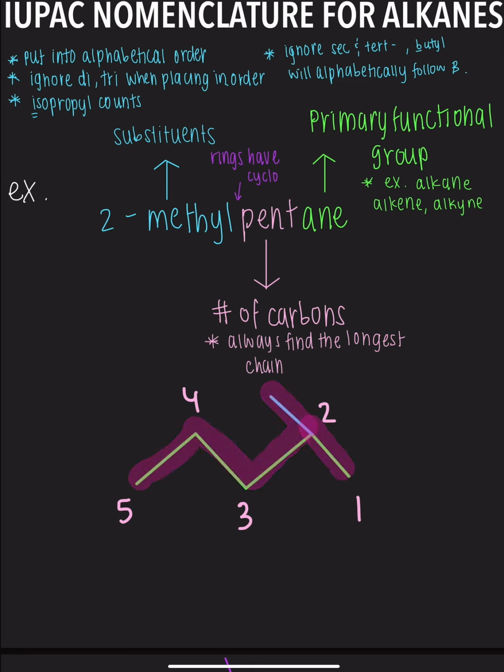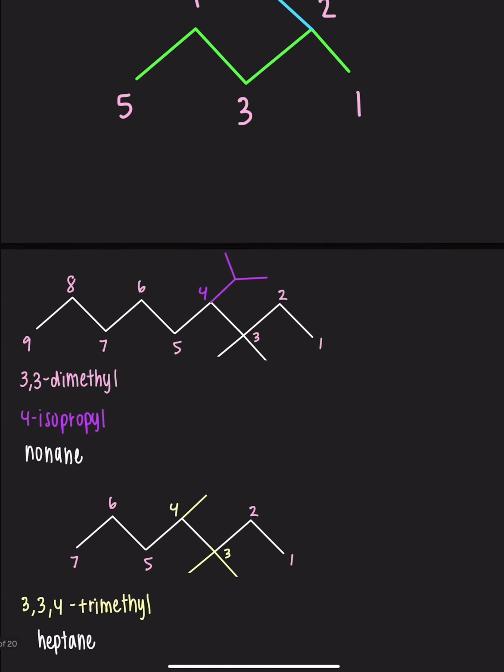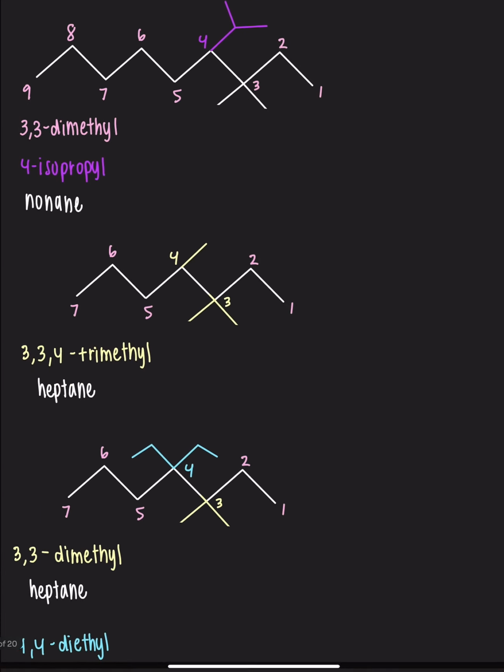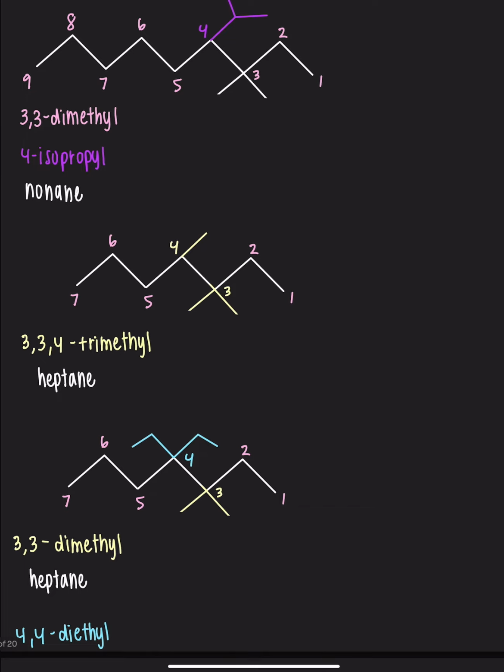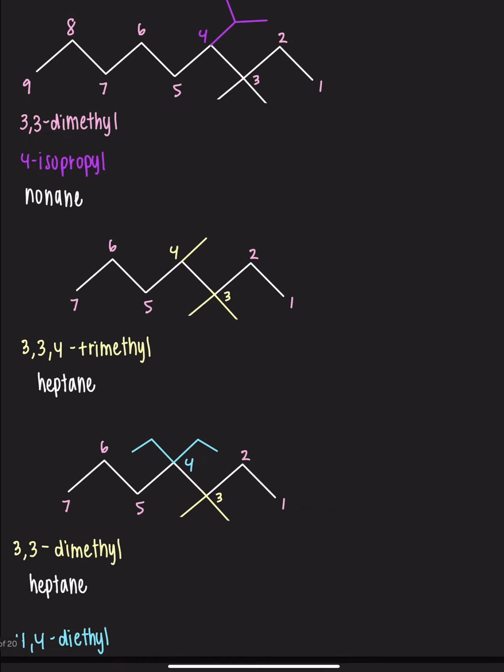So you need to always look for the longest chain and the chain that would give the lowest possible numbers to the substituents. So I have some examples. I know I made it all cute and girly and everything, but I feel like you guys have to see it to understand it. So let's go over this.